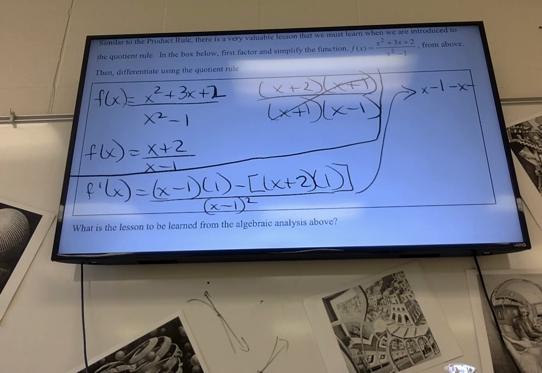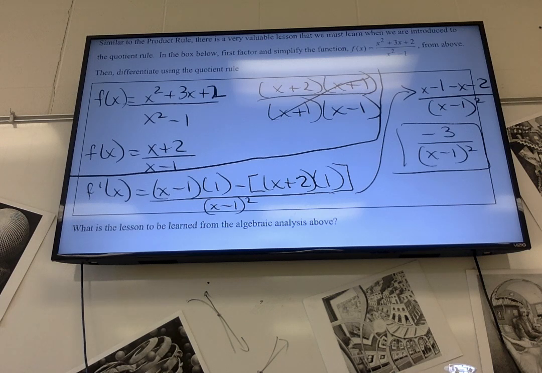Minus x minus 2 all over x minus 1 squared. We're going to group those. You get negative 3 over x minus 1. That was way easier. You can tell by the fact that the box was smaller.